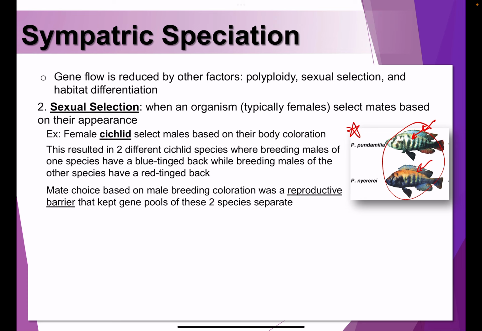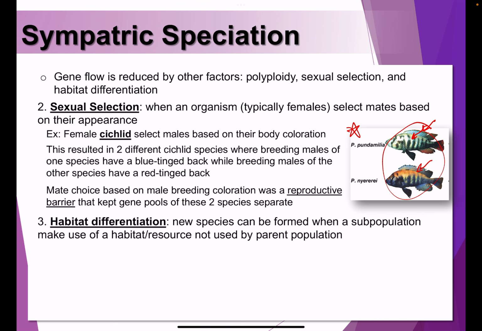This was, in a sense, a reproductive barrier that kept the gene pools of these two species separate. So blue tinge-back females will not mate with red tinge-back. That's a reproductive barrier, and hence gene flow won't happen, and their genes won't mix with each other because they won't mate with each other. That's why we can have two separate species of blue tinge-back cichlids and red tinge-back cichlids, even though they live in the same area.